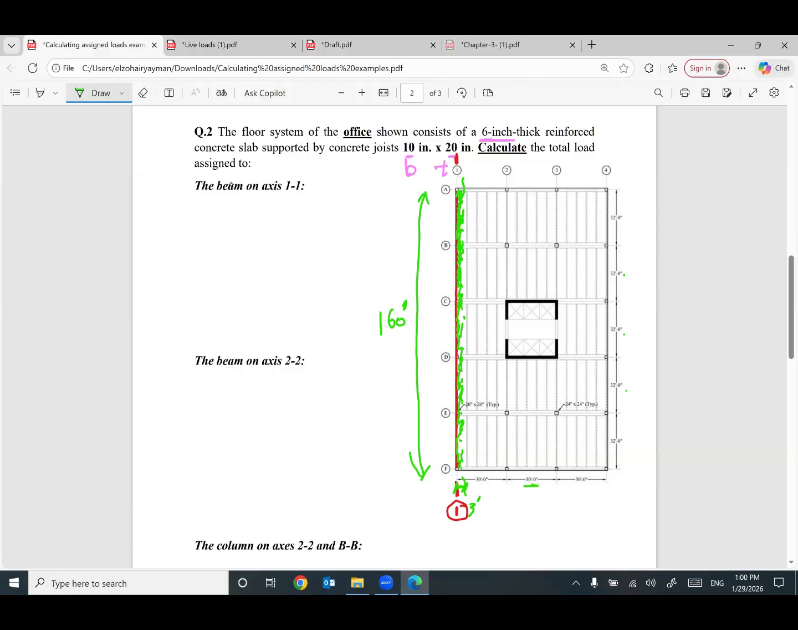Can you look at this 30? This 30, counting from this to this. How many spacings? One, two, three, four, five spacings. So each spacing will be 6 feet. If you multiply 5 by 6, we get 30. So the distance from this beam to the next one is 6 feet. So the distance between the edge beam on axis 1, 1 and the next one is 6 feet. So half this distance will be 3 feet.